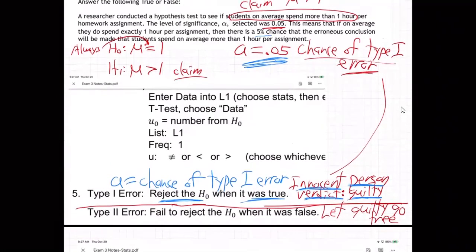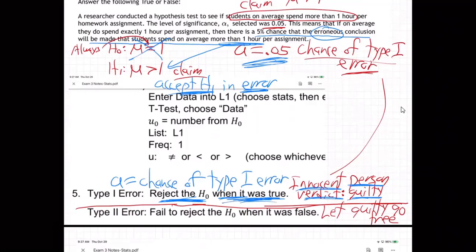Is that what they're saying here? There's a 5% chance that the erroneous conclusion will be made that students spend on average more, which is H1, right? More, and it's erroneous. So it's the chance that we would accept H1 in error. Is that what type 1 error says? You reject the null and accept H1 in error when the null was really true. Yes, exactly. That is so true. That's exactly what your alpha level is. That's what alpha 0.05 means.